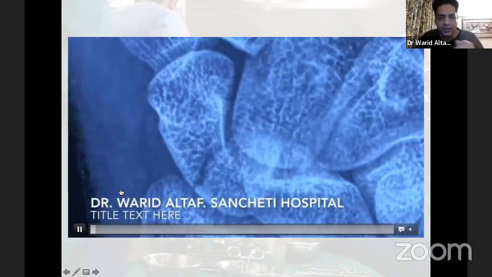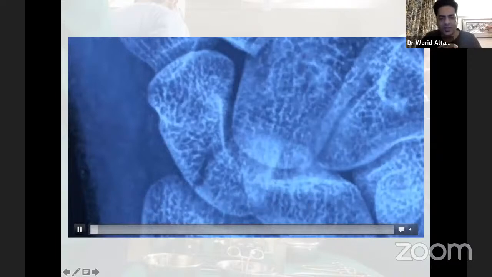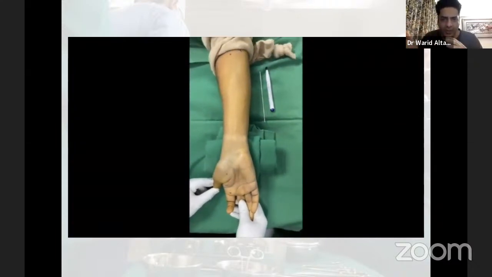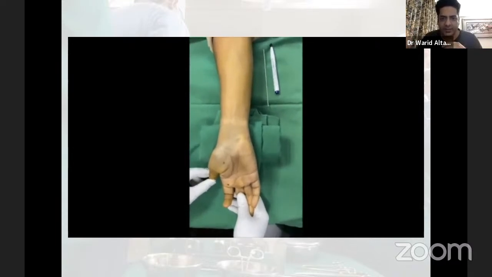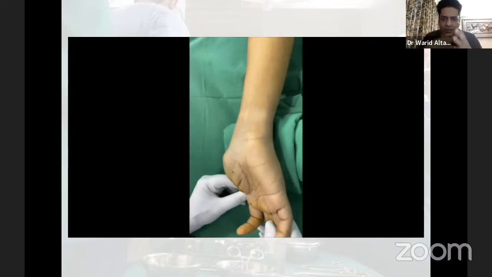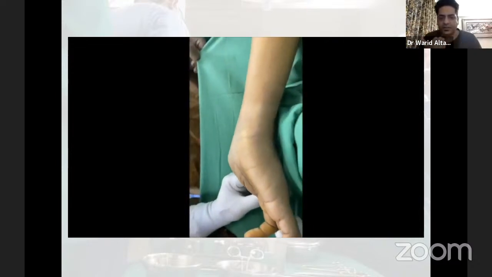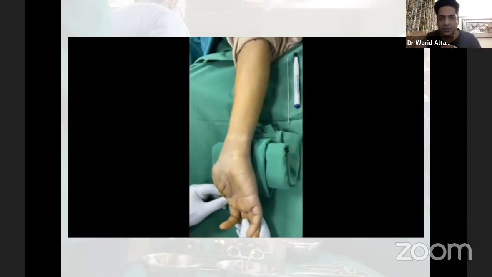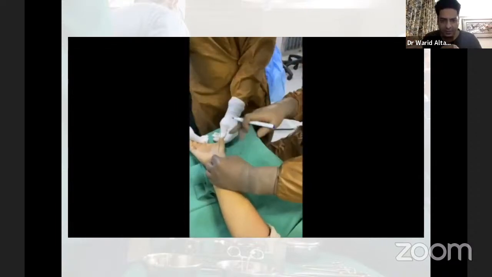So this is a young gentleman who has a waist fracture, slightly more proximal to the waist fracture, which is a fresh injury. So this is a supine position, a hand on a hand table, tourniquet is on, and you can see there's a towel which is rolled around the back of the wrist in order to give a hyperextension, and a gentle traction is given to the thumb by an assistant.